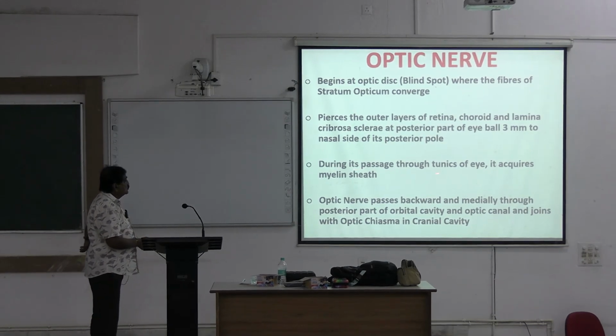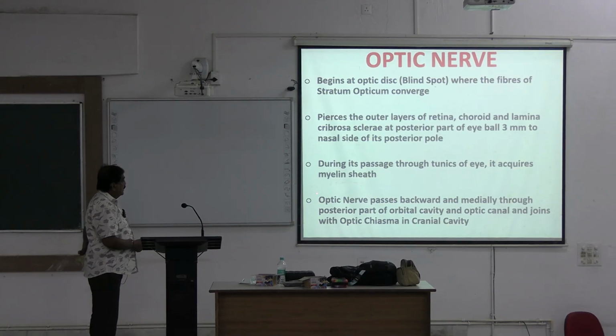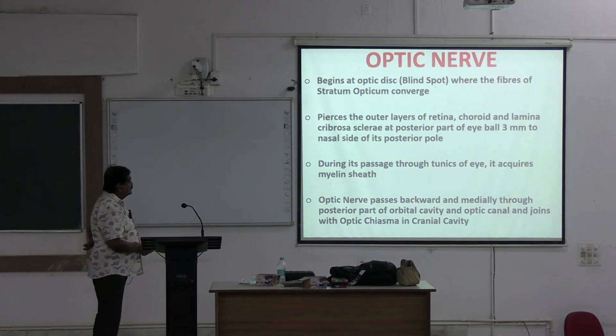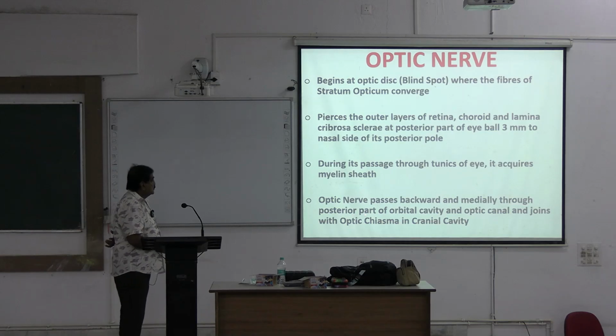During this passage through the tunics of the eye, it acquires a myelin sheath. The optic nerve passes backwards and medially through the posterior part of the orbital cavity and the optic canal and joins with the optic chiasma in the cranial cavity.